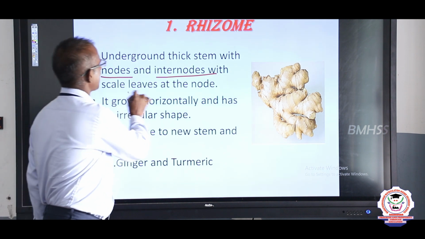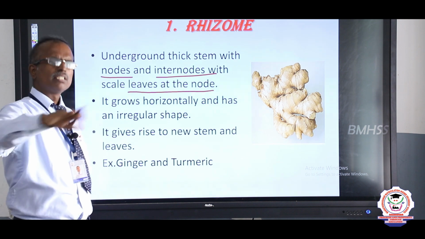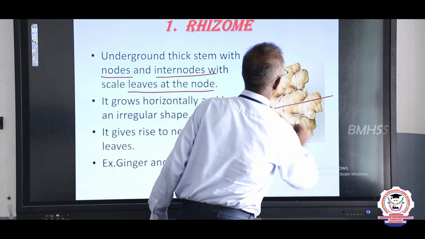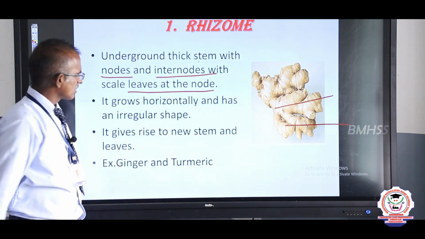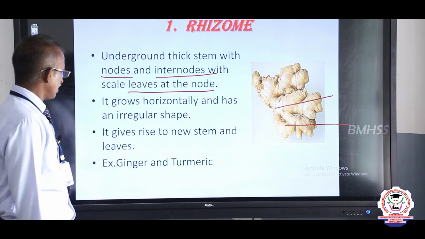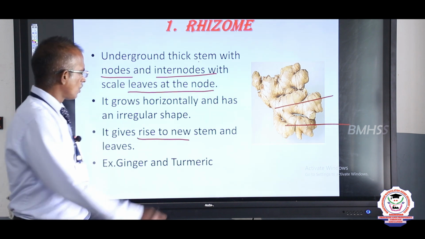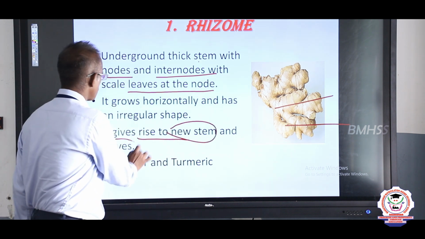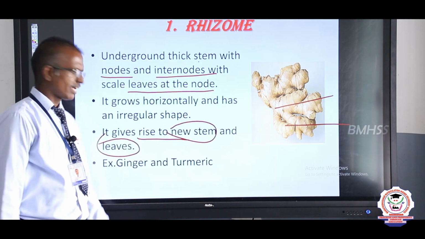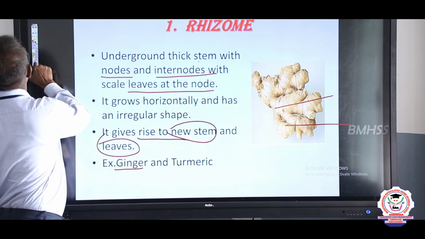The scale leaves arise at the node region. Many branches grow horizontally. It grows horizontally. It is irregular in shape. It gives rise to buds, or gives rise to new stems and new leaves. This is seen in the case of turmeric, manjal, and ginger, inji.